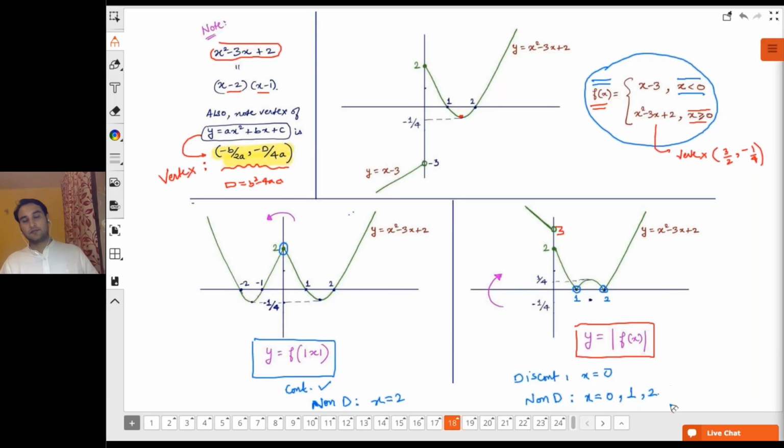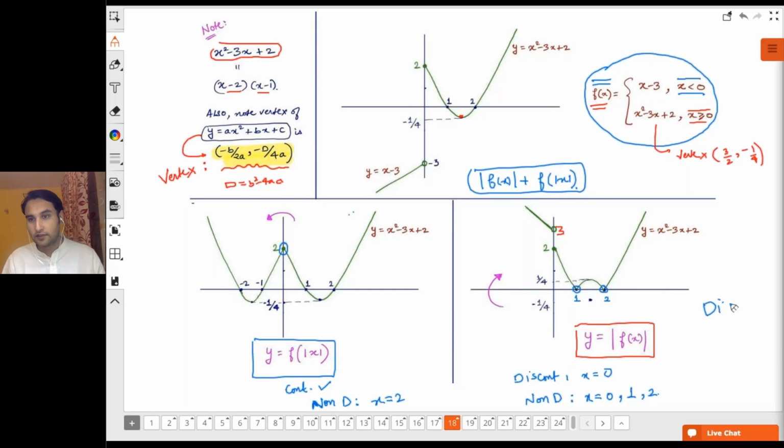Just combine the two, you have the answer. That's it. So the question was to comment on the differentiability or continuity of mod of f of x plus f of mod x. Just do them separately and combine the answers. So this net function is discontinuous at 0. Your answer is discontinuous at x is equal to 0 and non-differentiable at x is equal to 0, 1 and 2. That's it. That is your answer.